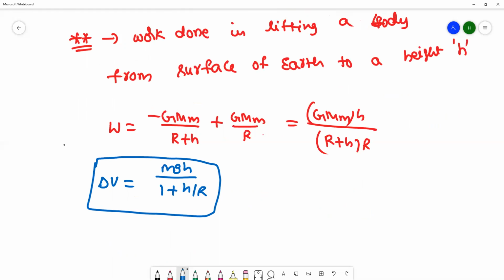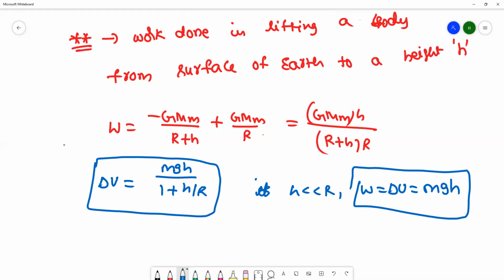Suppose h is less than r. If h is less than r, the work done, or change in energy, is m into g into h. One of the important formulas.